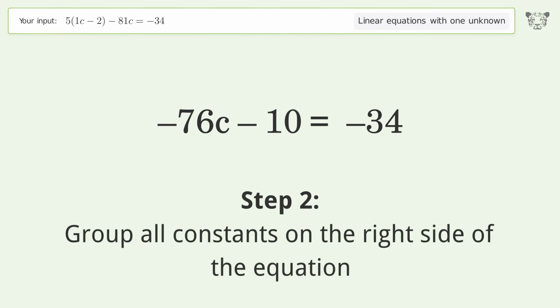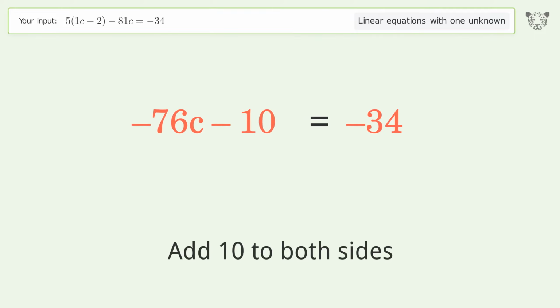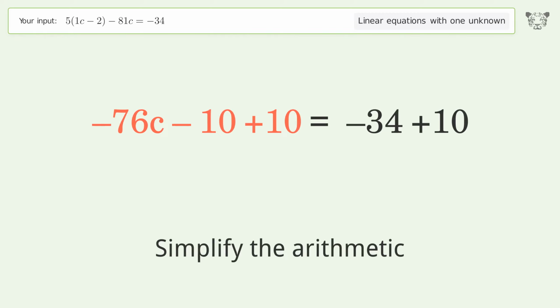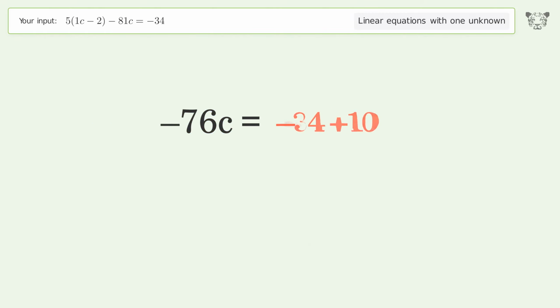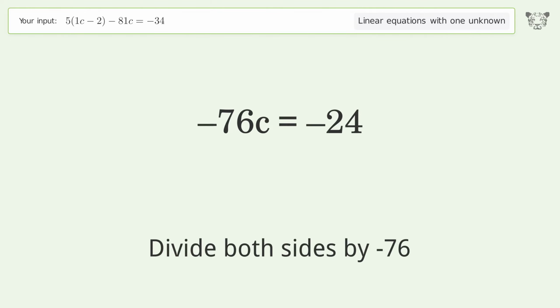Group all constants on the right side of the equation. Add 10 to both sides. Simplify the arithmetic. Isolate the c. Divide both sides by -76.